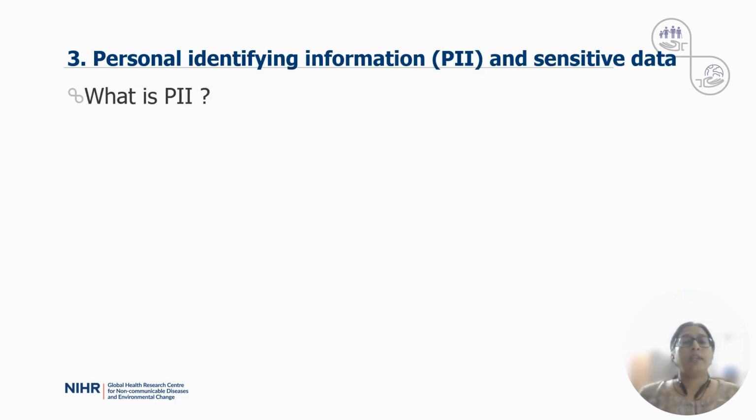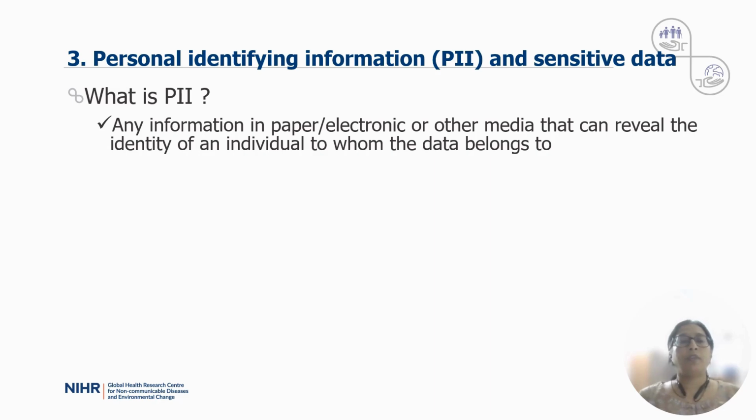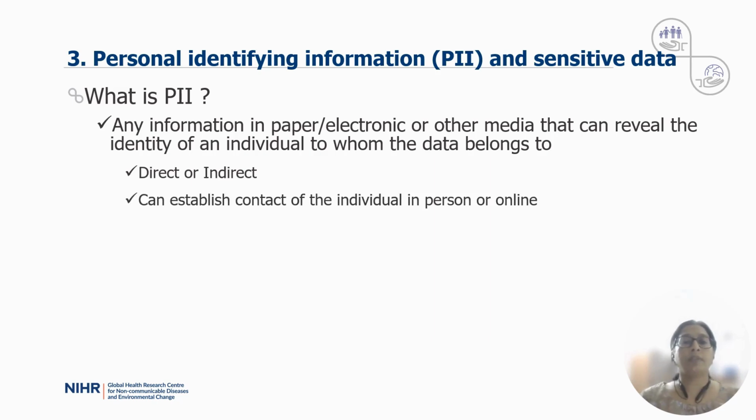The third related aspect is about personal identifying information and sensitive data. What is personal identifying information? Any information in any format, which could be paper or electronic format, or in any other media, that can reveal the identity of an individual to whom a particular data belongs. It could be direct information or indirect information, which will allow you to contact the person either in person or online.